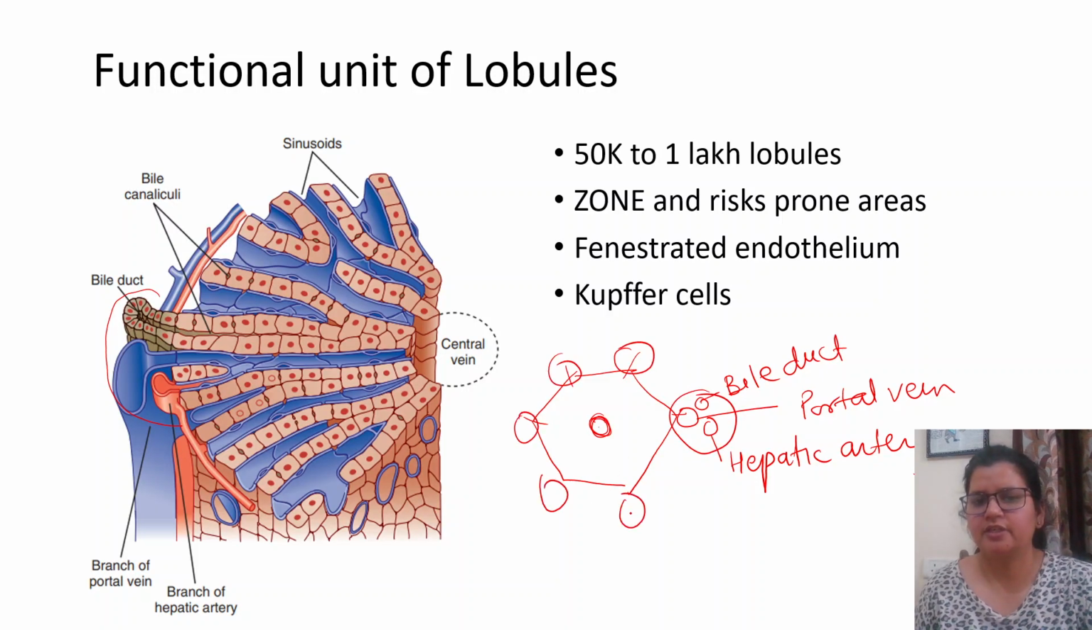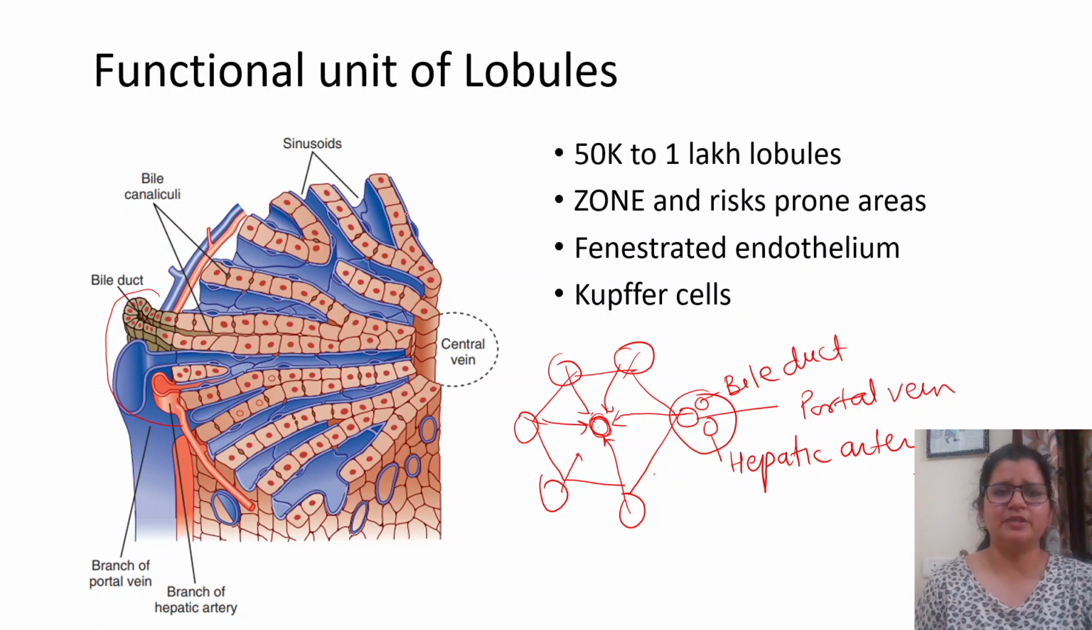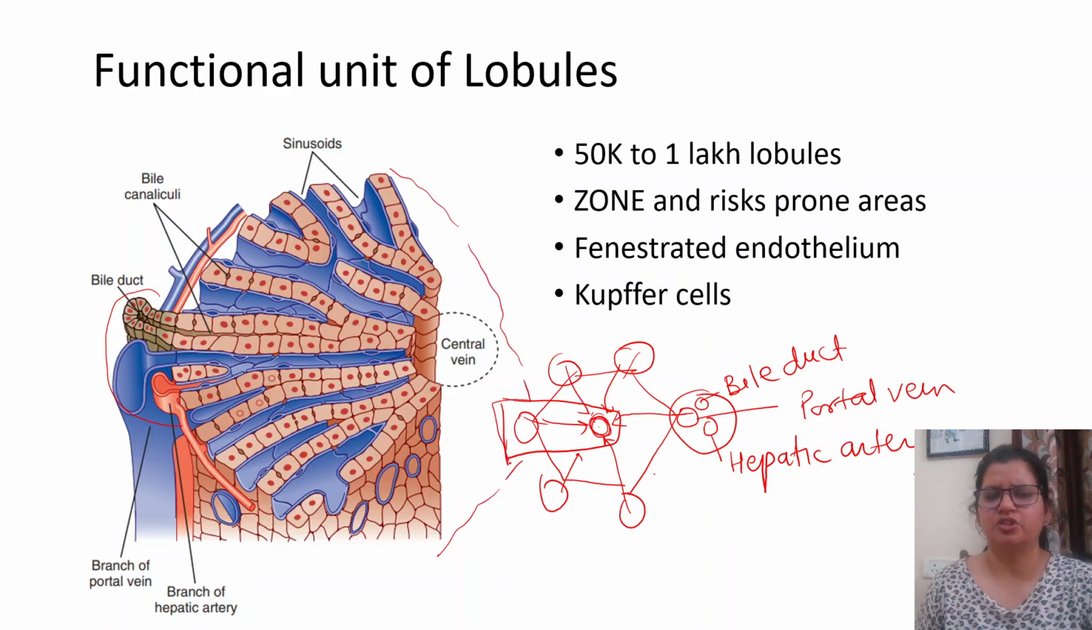So these three things are situated at every corner of the lobule. Right at the center, it's the central vein. So every time, the blood flow towards the central vein ultimately makes the hepatic vein and vena cava. This is a microscopic structure of only this much area. This is the zoomed view of only this much area. Talking about lobules, in the liver we have 50,000 to 1 lakh lobules present.